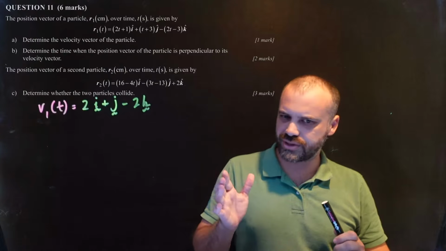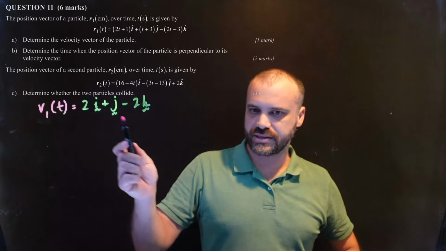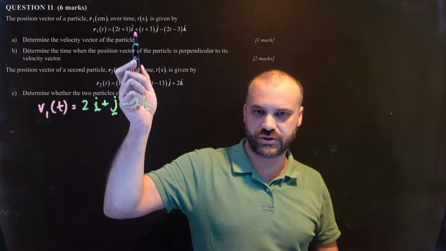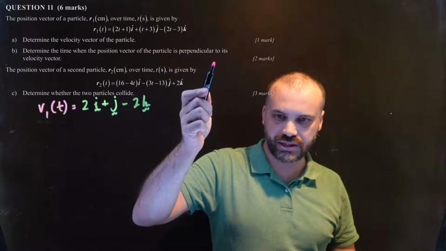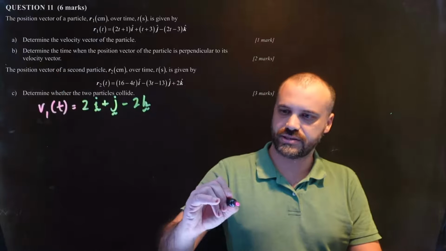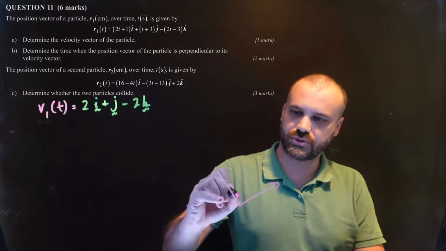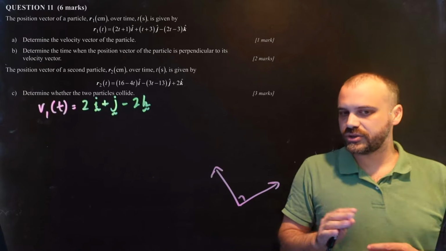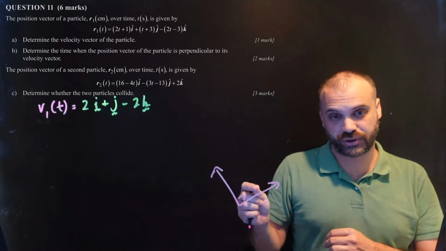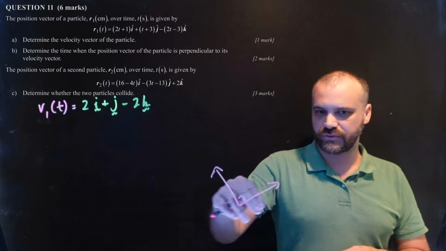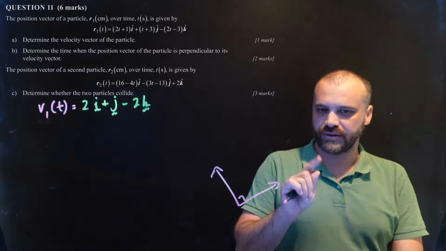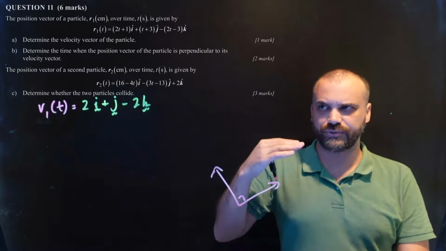Now this next question is a bit of a classic. It says, determine the time when the position vector, there's the position vector, is perpendicular to its velocity vector. All right, so two vectors that are perpendicular to each other. The minute you hear about two vectors being perpendicular to each other, you should be thinking about the dot product. Because the dot product, when two vectors are perpendicular to each other, is equal to 0.